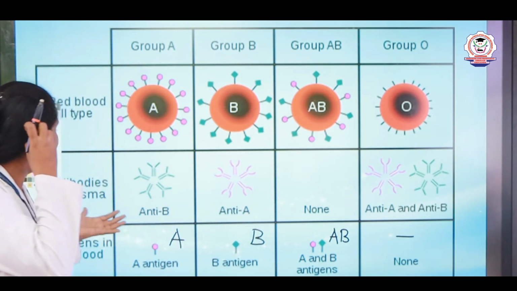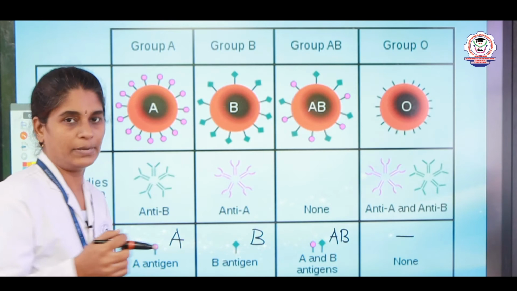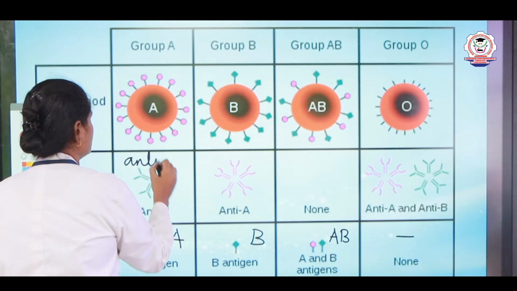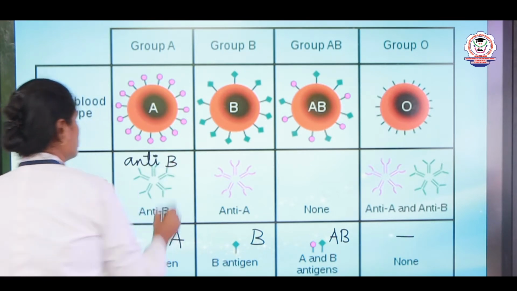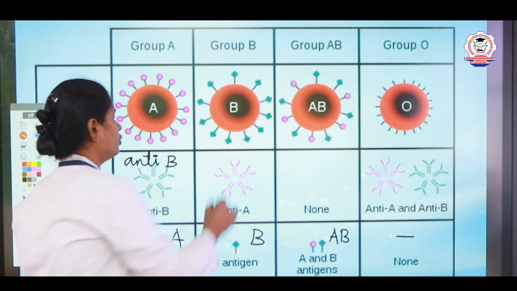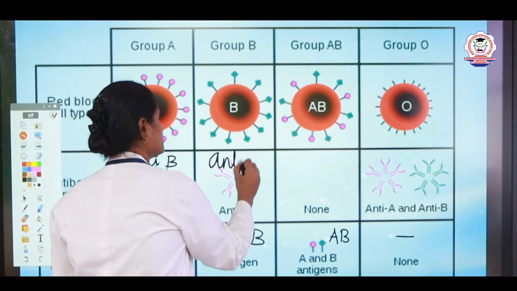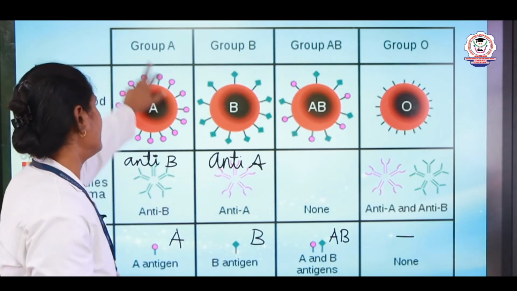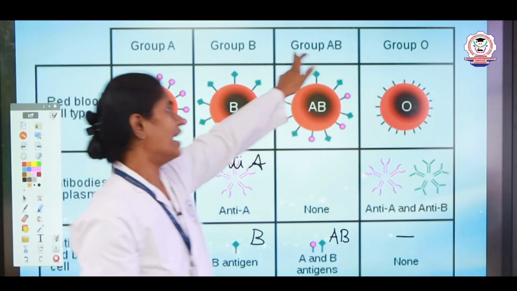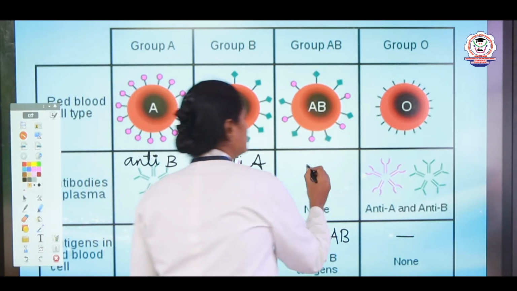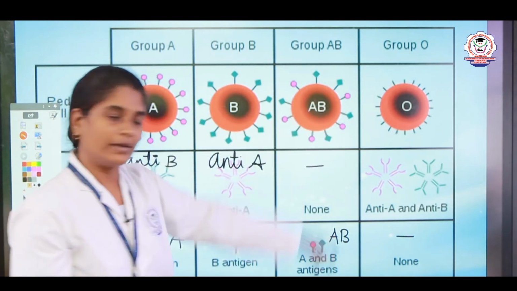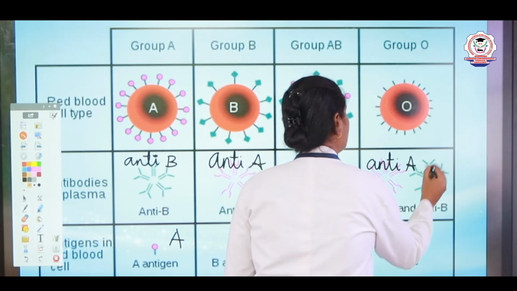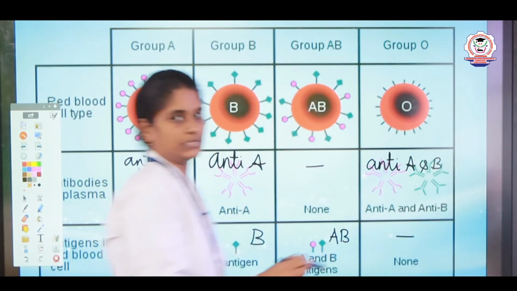So, what are the antibodies that we can find in the A blood group? In the A blood group, anti-B is present. In the B blood group, anti-A, antibody A, is present, and in the AB blood group, no antibodies are present. But in the O blood group, both antibody A and antibody B are present.